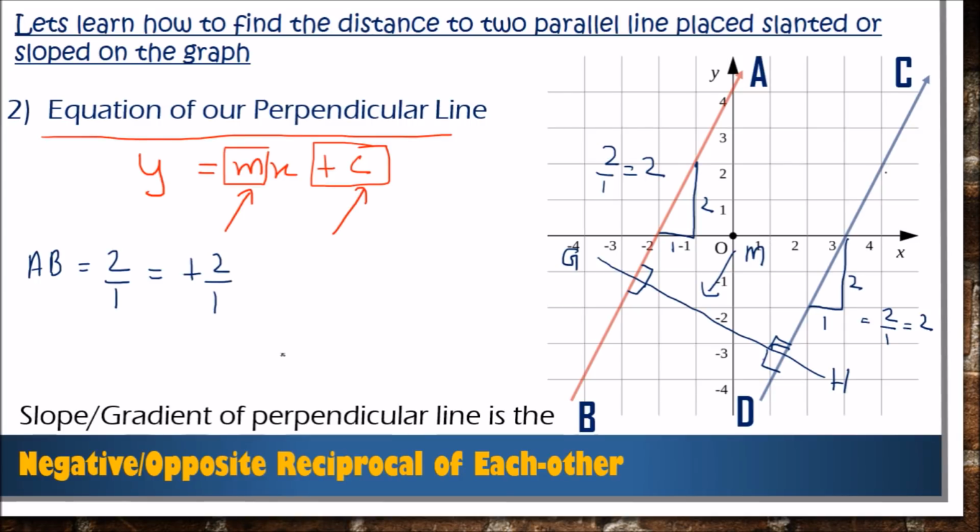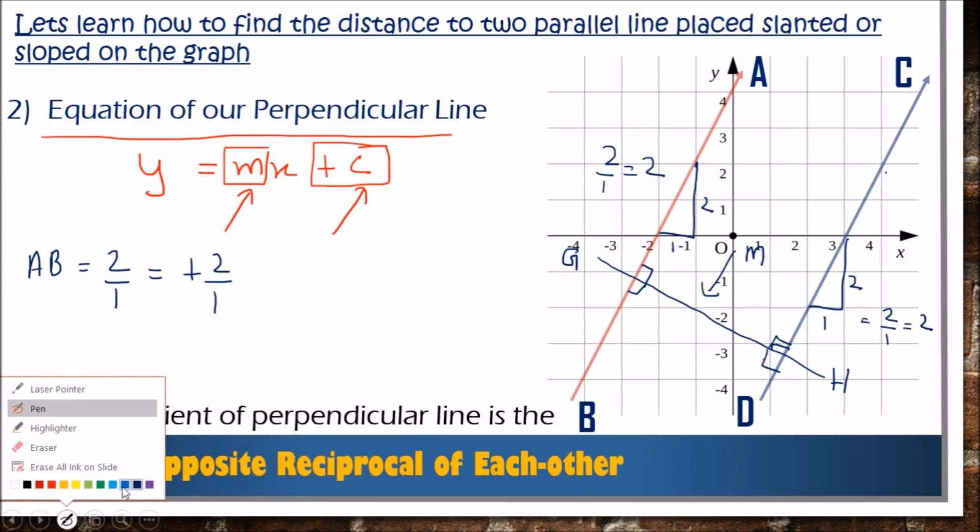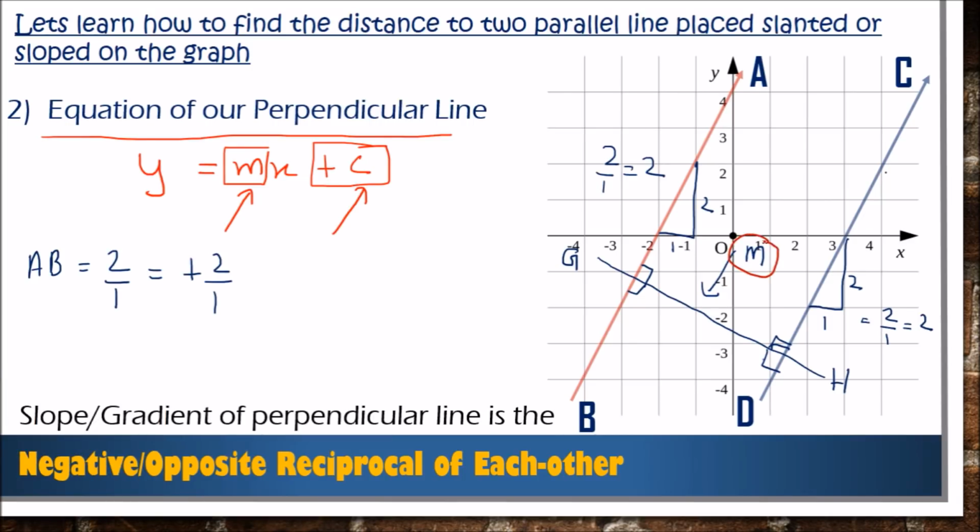So if we have to find out the slope of this perpendicular line, we have to find out the negative reciprocal of the slope of line AB and line CD. Since line GH is the perpendicular line to line AB and CD, line GH will have a negative or opposite reciprocal slope of line AB and CD.